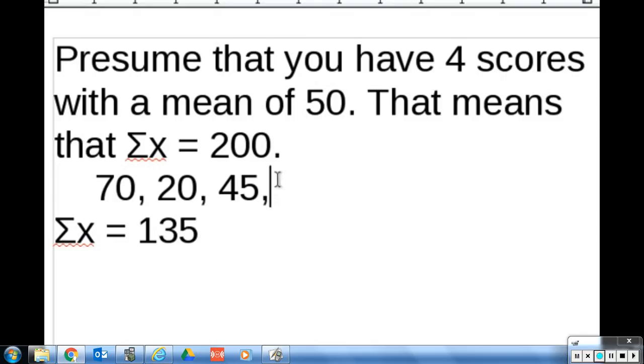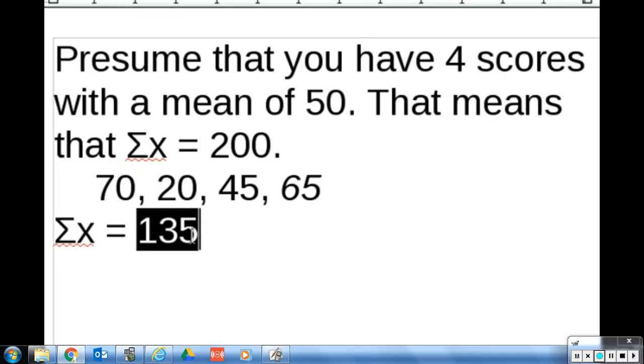And at this point, our freedom stops. We cannot have any choice on that last number. It has to be 65 because the sum has to come up to 200. So essentially, when we're doing the average of 4 scores, we have 3 degrees of freedom. If we had 10 scores, we'd have 9 degrees of freedom. We're totally free for the first 9 numbers, but the 10th number is forced on us.